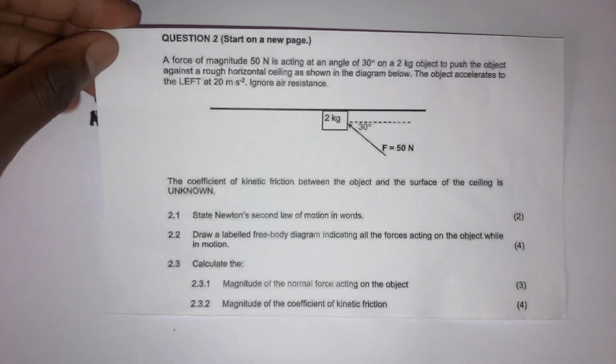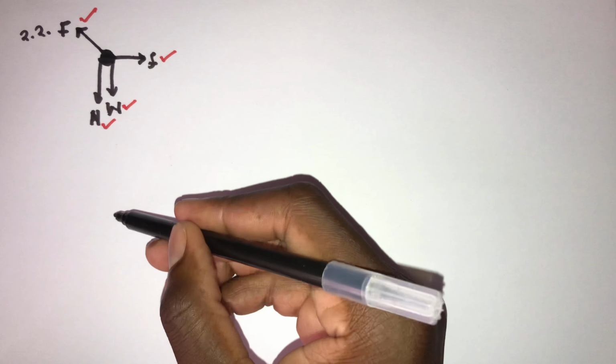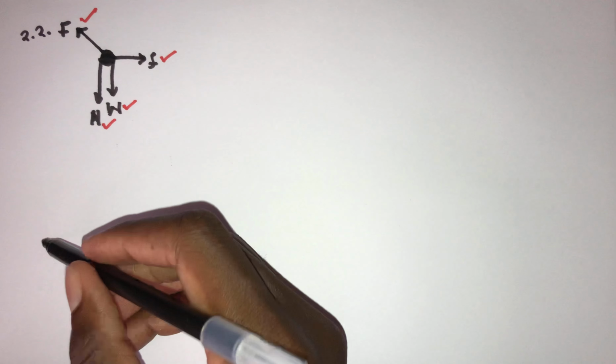And then 2.3. It says calculate the magnitude of the normal force acting on the object. So to calculate the normal force, as long as the force is acting at an angle, before we calculate the normal force, we must take the components of that force. So now we're going to take the components of that force. We're going to redraw the free body diagram here.